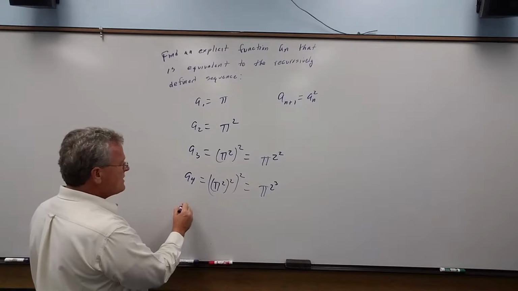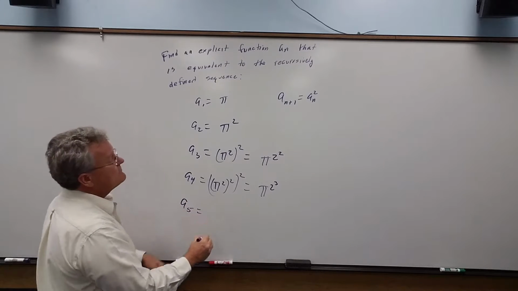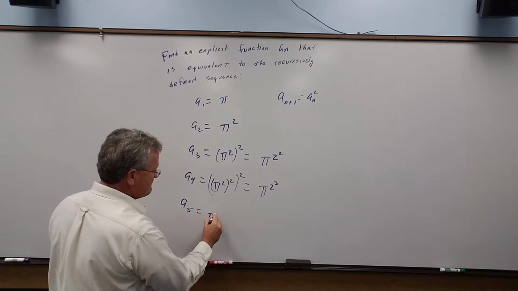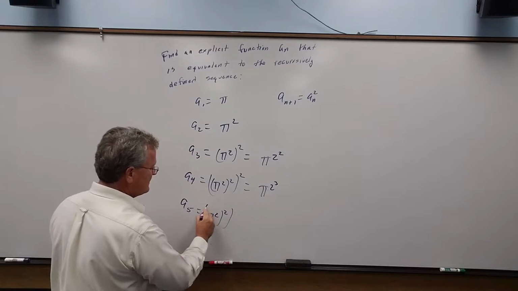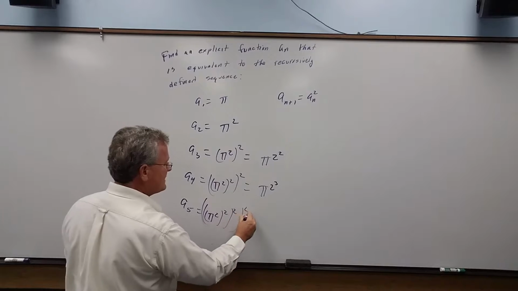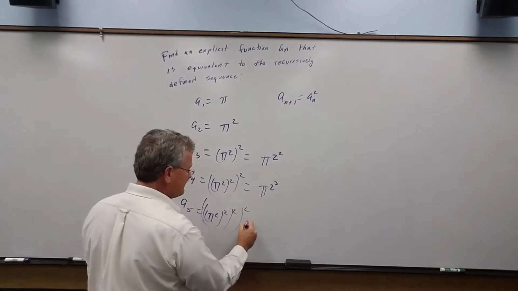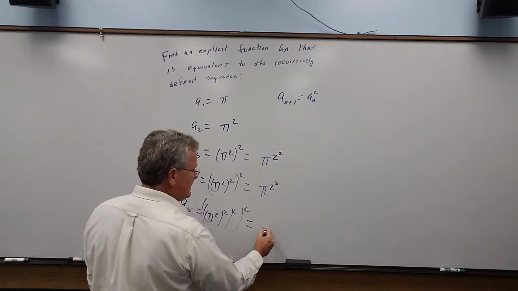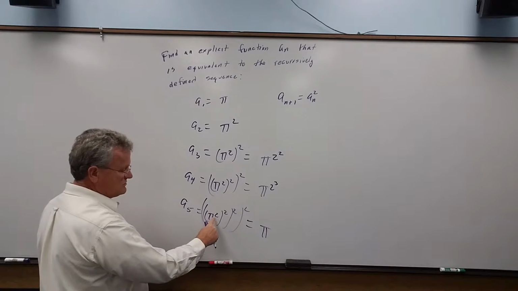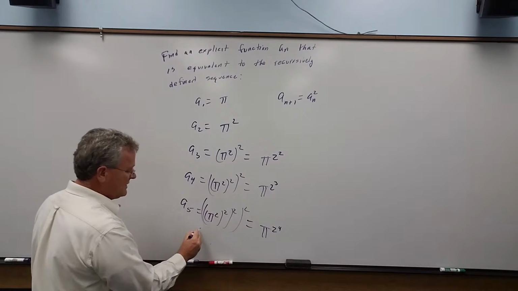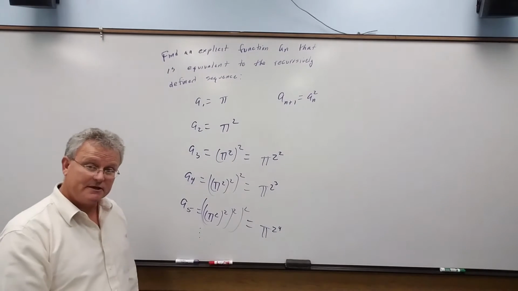Let me just do one more, a_5. Well, a_5 is a_4 squared, so we get pi squared squared squared squared. I could have just squared that, but it's a little easier here for students to see. And this is pi raised to the 2 raised to the 4th. And we could keep going. But now we see a pattern.